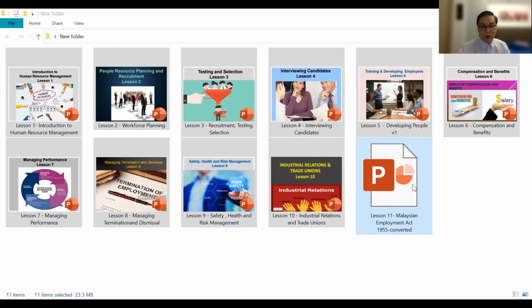touches upon the contracts of employment, the terms and conditions of employment, basic terms in terms of hours of work, the leave that an employee is entitled to, the other benefits that are afforded under this act. All this will be actually touched upon in the final lesson under the Malaysian Employment Act 1955. So with that, we move to lesson 1, Introduction to Human Resource Management.